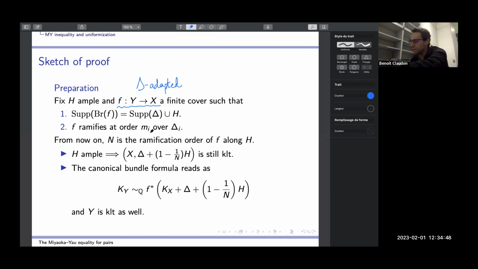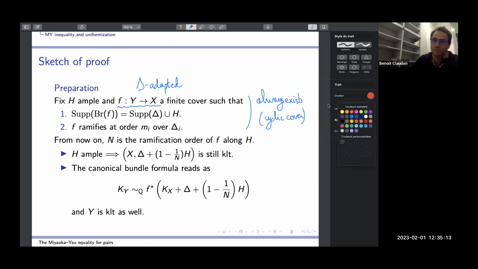So in some sense, it's an unfolding of the orbifold structure. And these things always exist. It can be constructed using a cyclic cover. And this is exactly where we use the fact that delta_i is Q-Cartier.